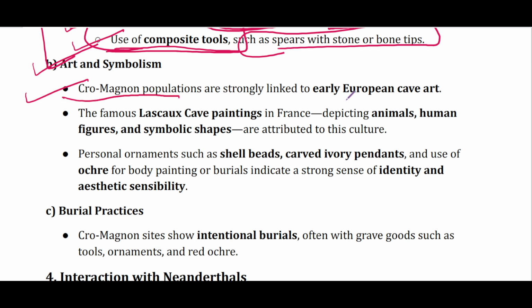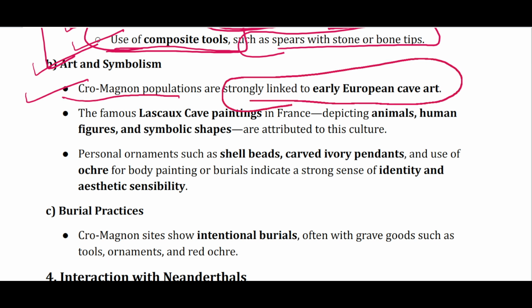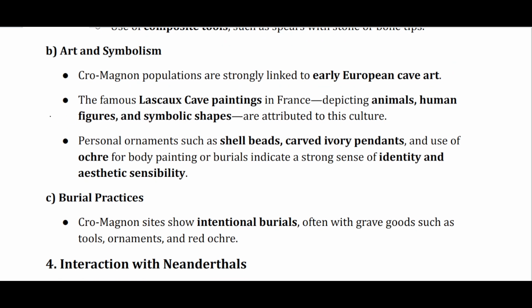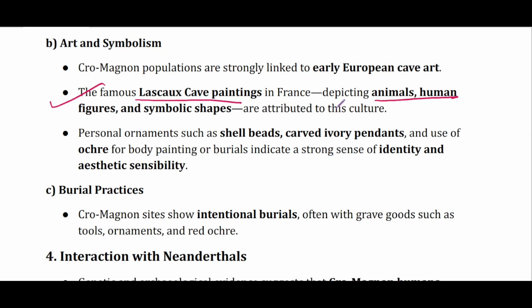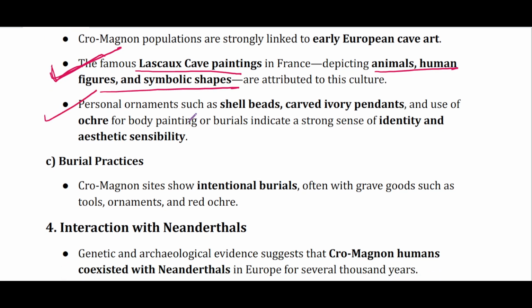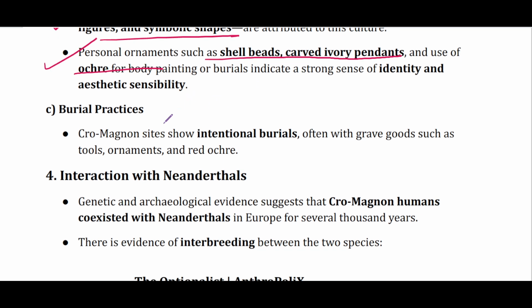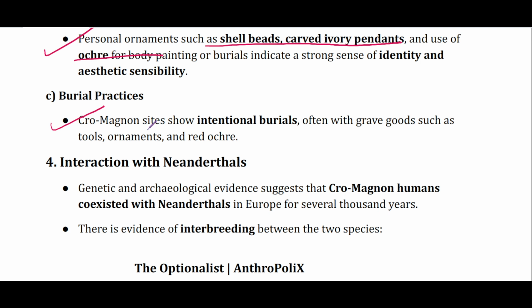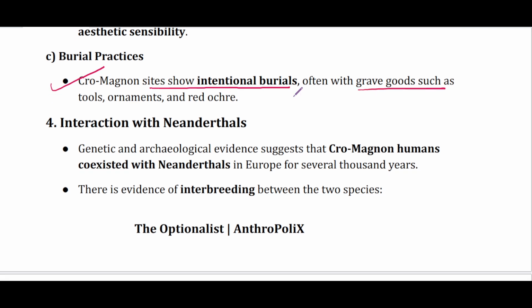So Cro-Magnon are strongly linked to European cave art, which was missing in both archaic Homo sapiens and Neanderthals. The famous Lascaux cave paintings depict animals, humans, figurines, the first evidence of human symbolic thinking. Then for ornamentation, shell beads, ivory pendants, and ochre have been identified, and they also show intentional burial with grave goods, tools, ornaments, and red ochre.